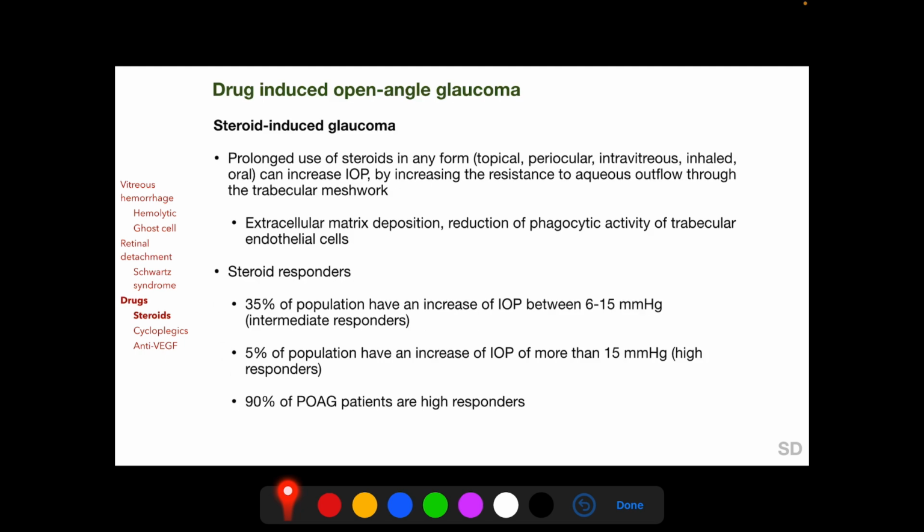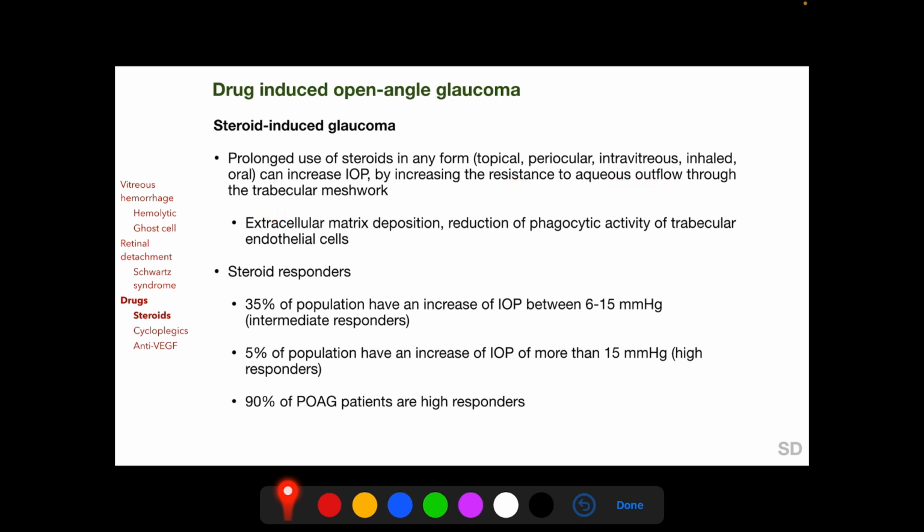We have discussed drugs which provoke angle closure attack in the session on primary angle closure, and in this session we will be discussing drug-induced open-angle glaucoma, among which steroid-induced glaucoma is the most well-known. Prolonged use of steroids in any form, topical, periocular, intravitreal, inhaled or oral, can increase intraocular pressure by increasing the resistance to aqueous outflow through the trabecular meshwork.